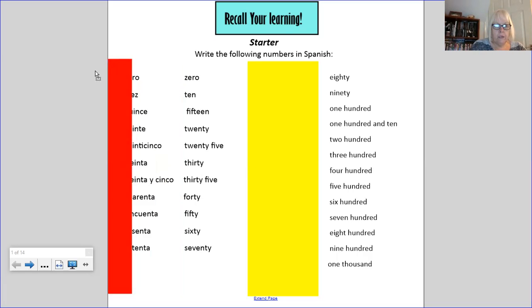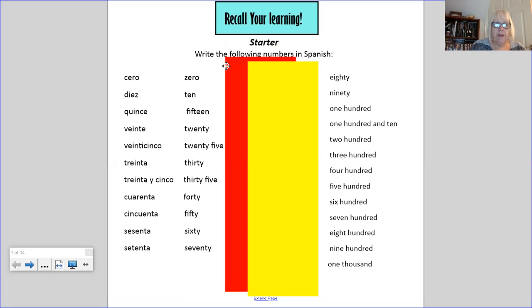So we've got 0, 10, 15, 20, 25, 30, 35. Now remember here, for 25, it was all one word. For 20, the last E changes to an I, so that it becomes the sort of 'and'. So for 25, the E and then the Y for 'and' roll together to become one word.